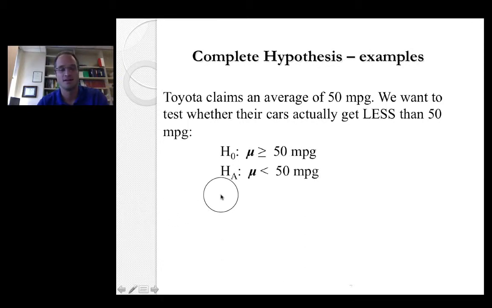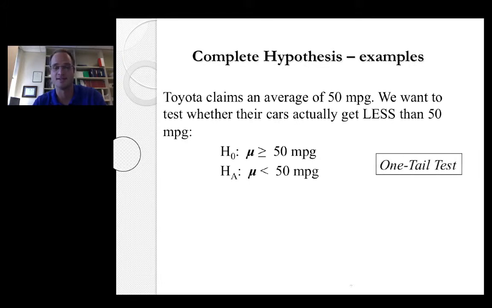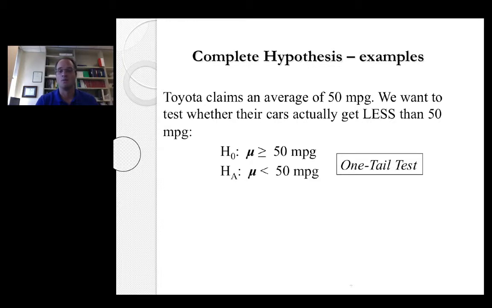You'll notice that the alternative is mu less than 50 miles per gallon. And the null, okay, is greater than or equal to. We're allowing it to be equal to their manufacturer claim, or anything above it is also fine for this directional hypothesis. And this is called a one-tail test, because we're only really interested in one tail of the distribution. In this case, areas less than or to the left of the stated 50 miles per gallon.